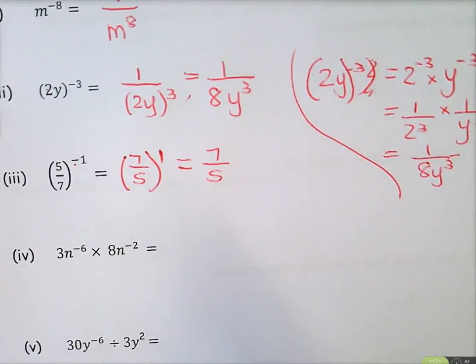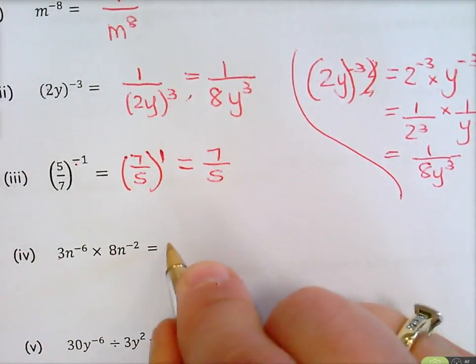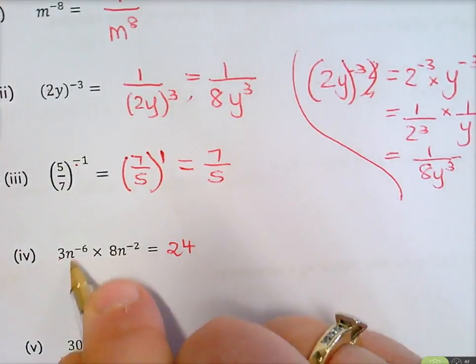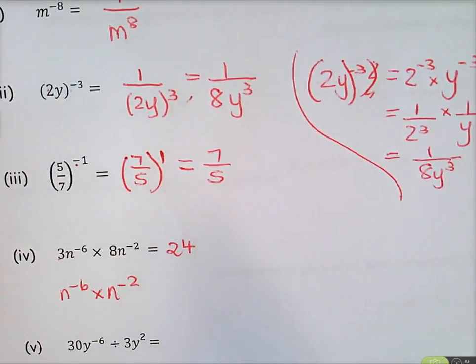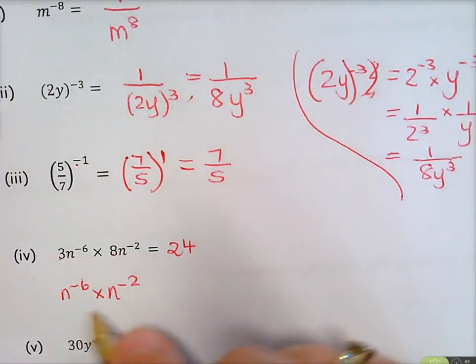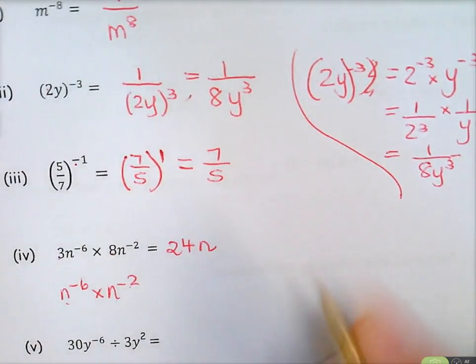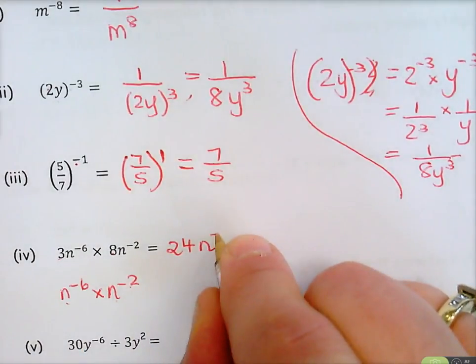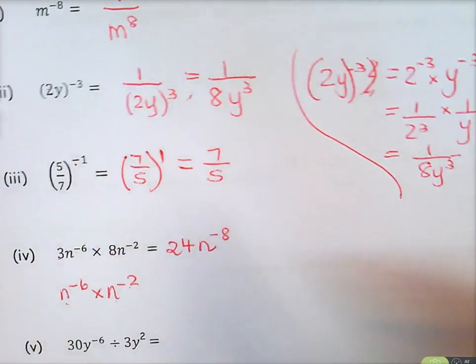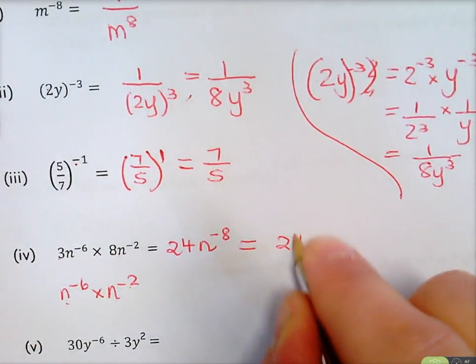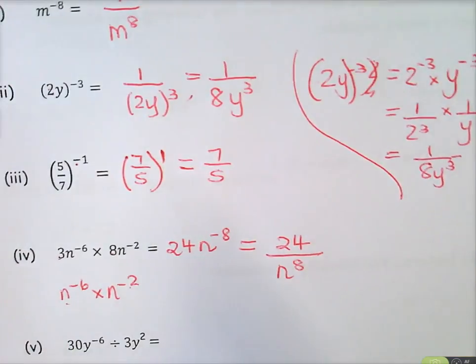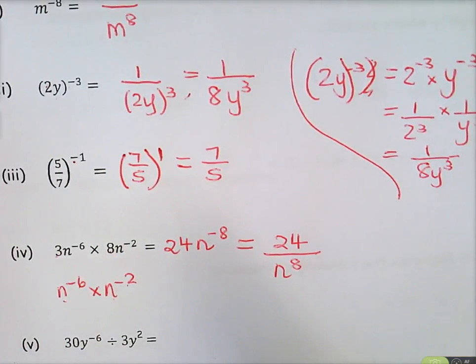You can do this a number of ways. I'd probably just use the index laws. Using the index laws, 3 times 8, they're just normal numerals, is 24. And then you've got n to the power of -6 times n to the power of -2. Using the index laws for multiplication, if bases are the same, add the indices. What do I get? -6 plus -2 is -8. Now that's with a negative index. That is the same as 24 divided by n to the power of 8.